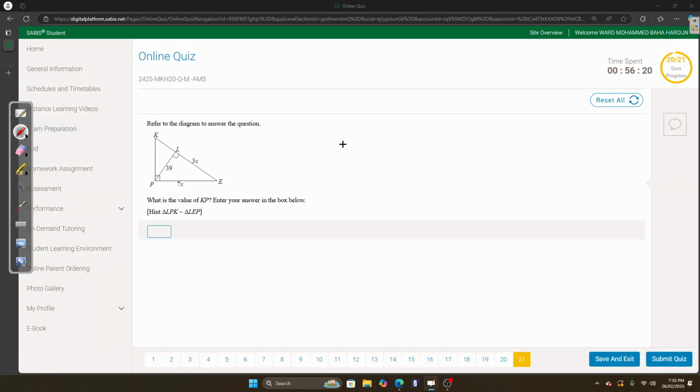Okay, for this one, I was having problems with it, but not anymore. It's actually so simple. They gave you a hint. LPK is equal to LEP. Since LP is equal to LE, it means 39 over 3x is equal to PK over PE.